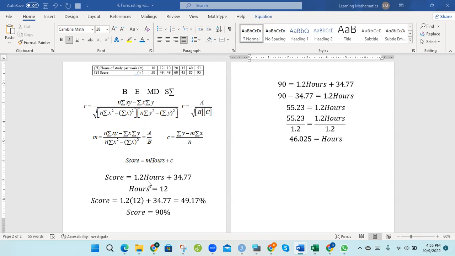So we used 12 for hours because 12 is within 10 and 51, and we used 90 for score because it's between 45 and 95. So here we used this model to calculate score using hours, and we also used it to calculate hours using score.